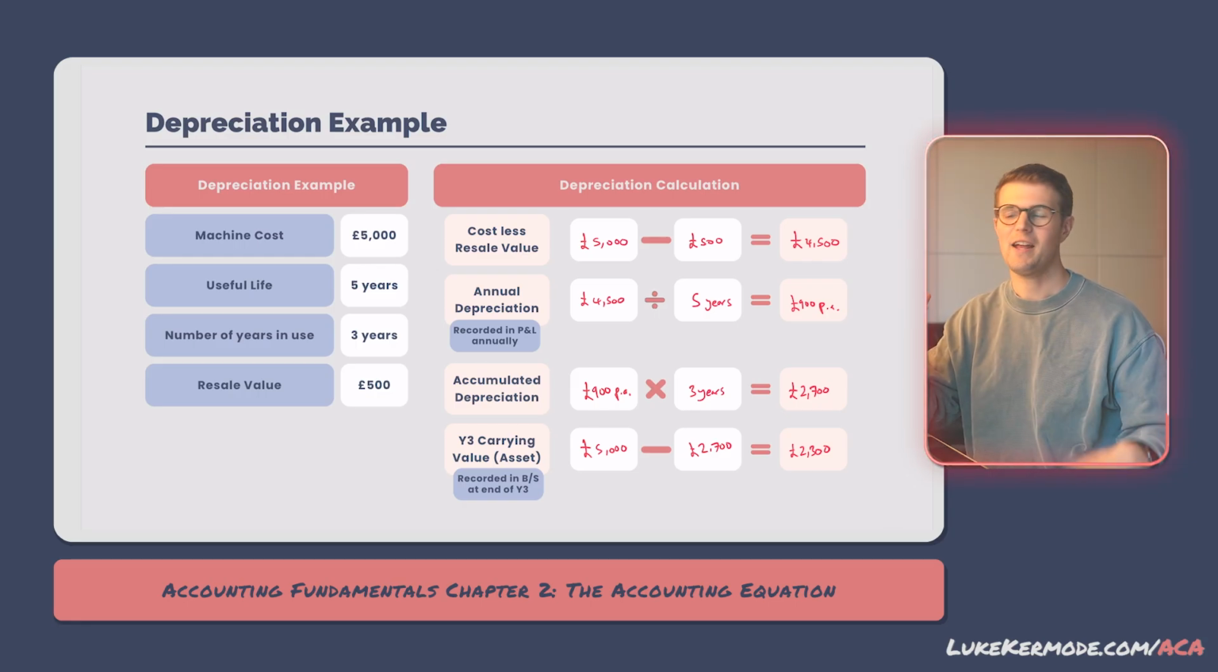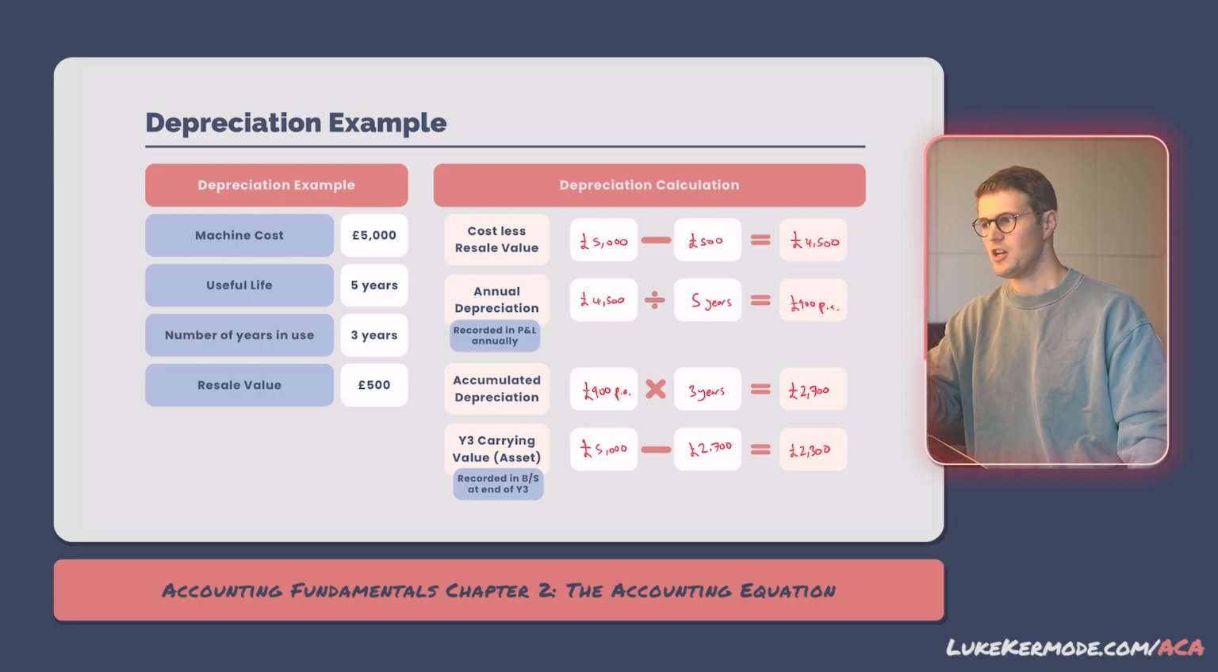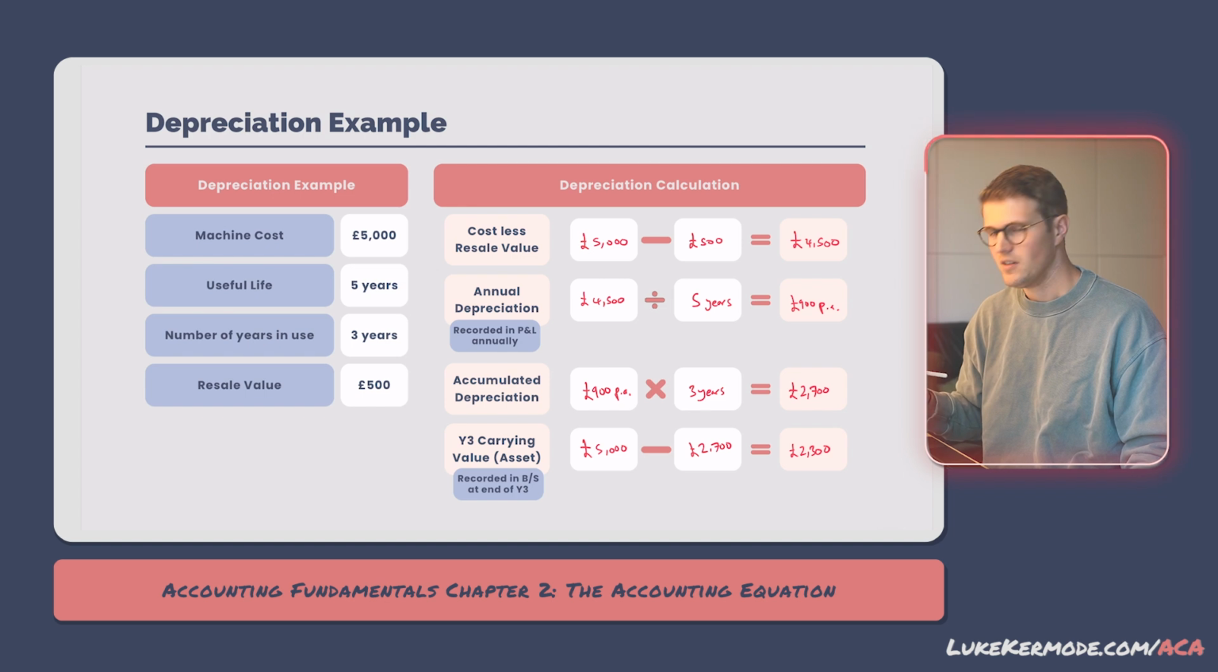That carrying amount will appear on the statement of financial position at the end of the 3rd year, showing what the current book value of the asset is, the original cost minus the accumulated depreciation, giving a true and fair view of what the asset is worth at that point in time.